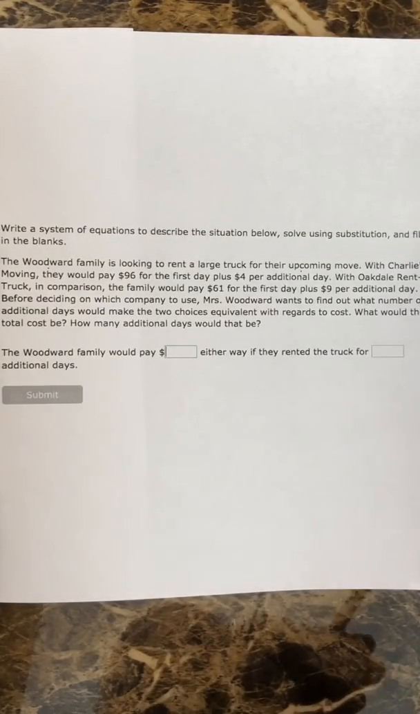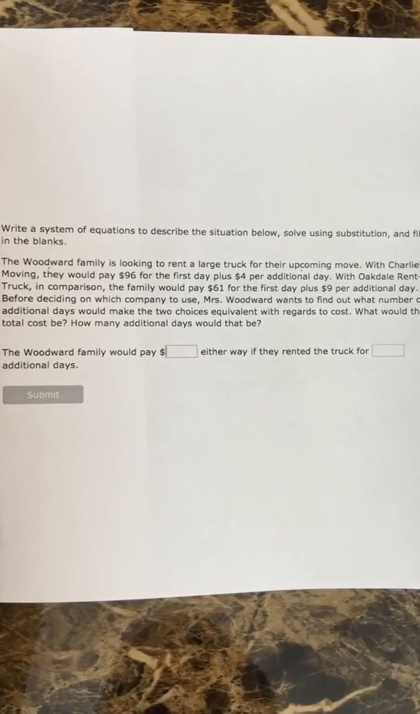We're here working on a word problem today. This is really designed to help you with your IXL U9 section. We're doing systems of equations, and this is a word problem that we're going to have to turn into two equations and then solve.